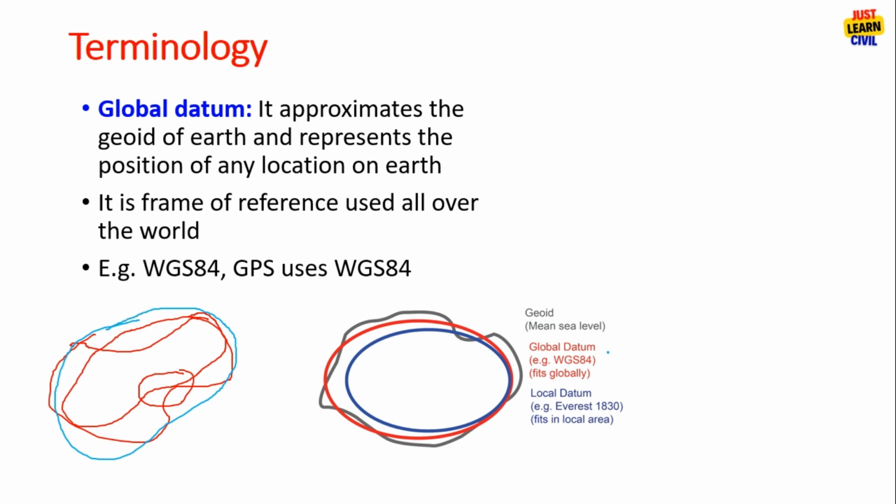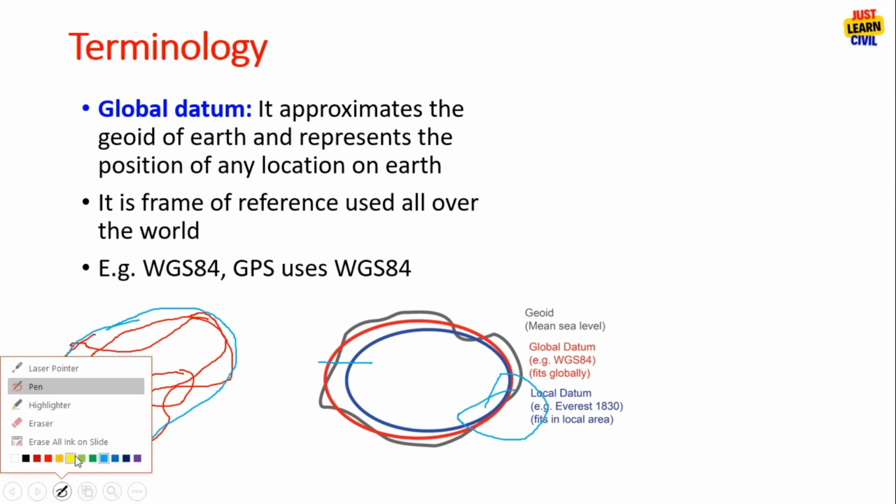In this figure you can see, the gray color is the geoid, the red color is the global datum and the blue color is the local datum. You will find more error in the blue datum because it is local datum only, it fits here, so it solves the problem of only one location or one country. That is why it is local datum, accurate for local works only.